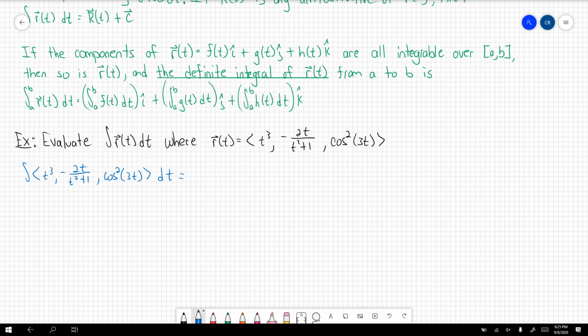Now again, the way we take these integrals is going to be component by component. So I'm going to integrate the first component, which will be t cubed dt. I'm going to integrate the second component, negative, I'm going to factor out that negative, so negative integral of 2t divided by t squared plus 1 with respect to dt. And the final integral will be the integral of cosine squared of 3t dt. So here are my three integral components.